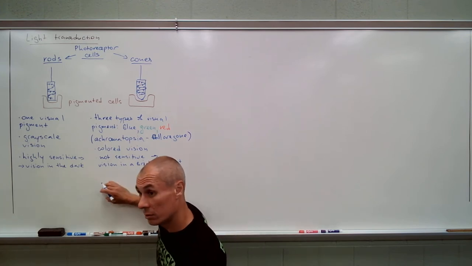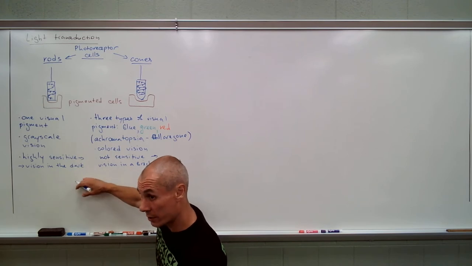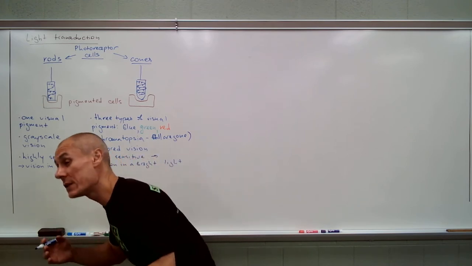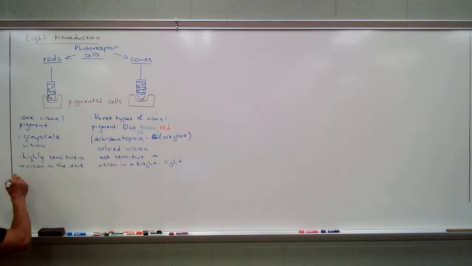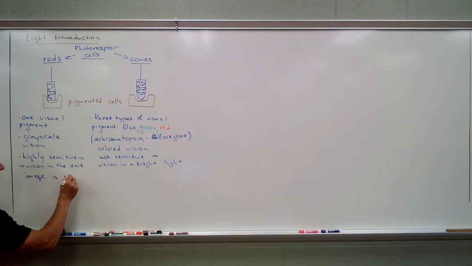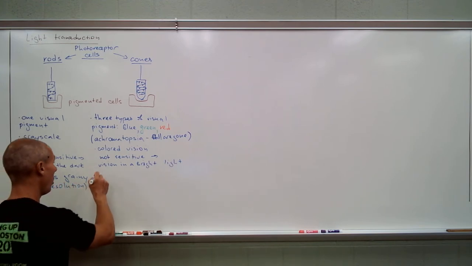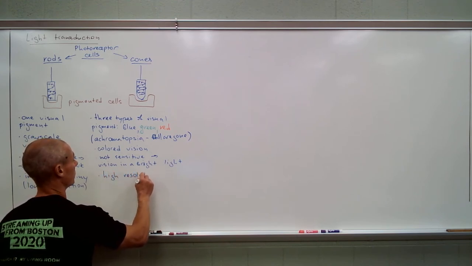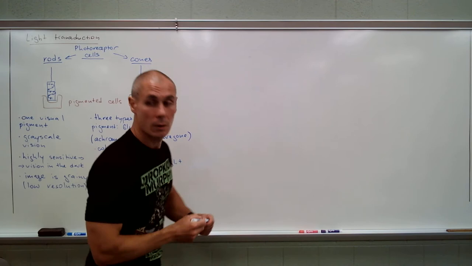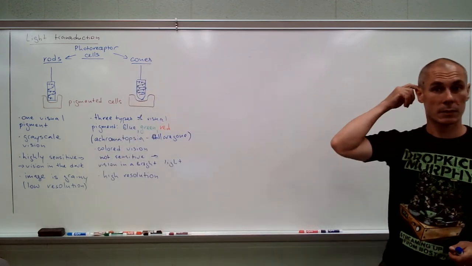But the trade-off, and we will talk about how this trade-off works. The trade-off for rods, for their ability to see in the dark, is that the image is grainy. Low resolution. While with the cones, it's high resolution vision. Does that make sense?